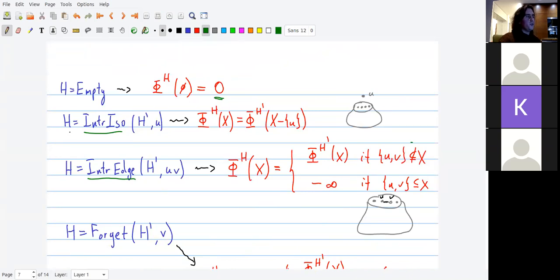Now my new boundaried graph H is obtained from a previous boundaried graph H prime by introducing a new vertex U, like in this picture. U is a new boundary vertex, and so far it is isolated.